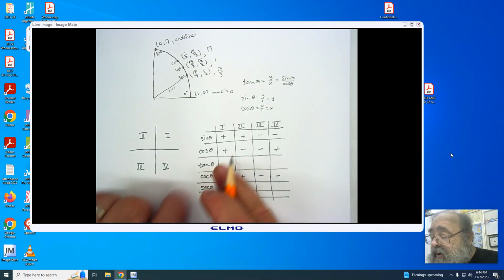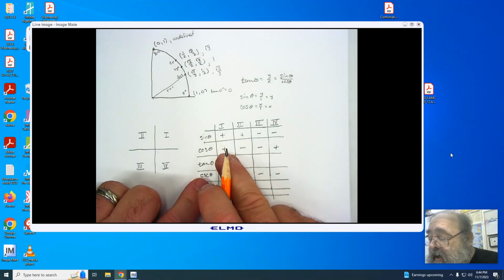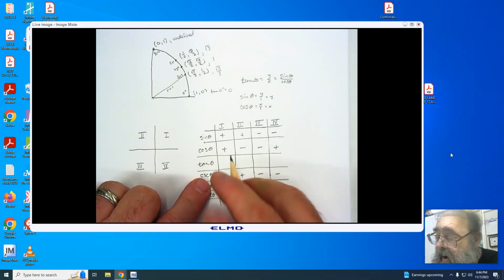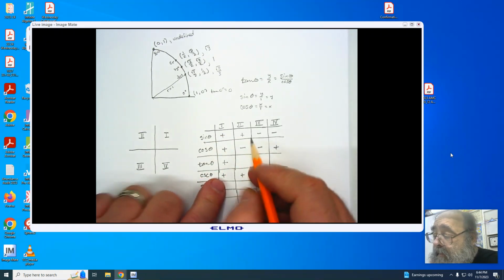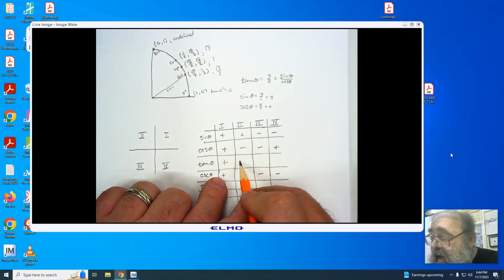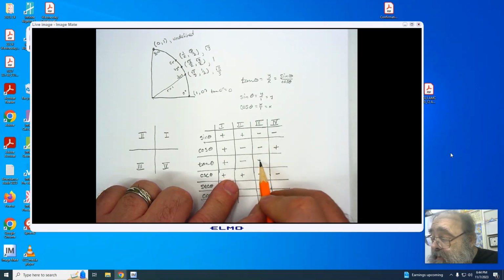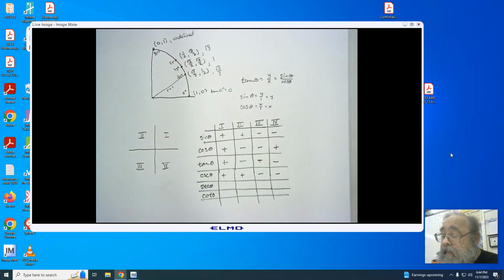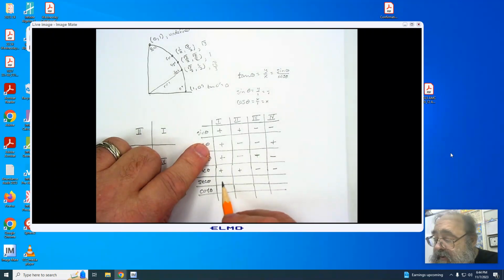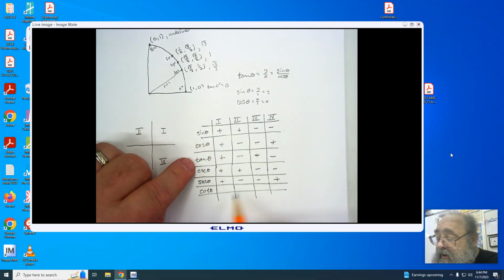Because tangent is the ratio of sine divided by cosine, a positive divided by a positive is a positive, but a positive divided by a negative is a negative. A negative divided by a negative is a positive, and a negative divided by a positive is a negative. Cosine has the same signs as the secant, and the tangent with the cotangent.